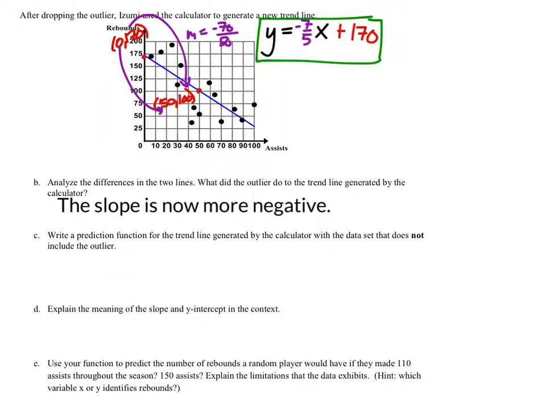All right, explain the meaning of the slope and the y-intercept. Let's do that. So the slope, let's see. It's rebounds and assists. So for every assist, because this will make a little bit more sense, every 5 assists, that was our denominator, they lose 7 rebounds.